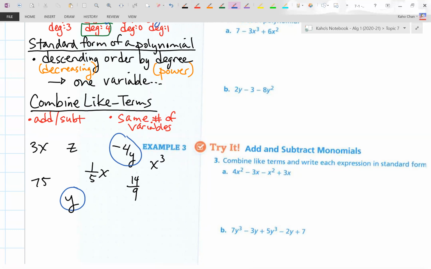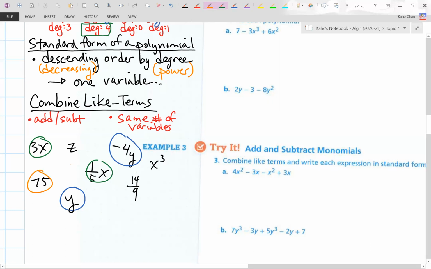Do we have any z's here? No, we don't have any z's. We do have some x's. How about those? 1/5 x and 3x. Those can be added or subtracted, of course. How about x cubed? Are there any x cubed anywhere else? No. There's only one x cubed, so there's really no other term to combine it with. But we have some constants, 75 and 14/9. Those are like terms that can be added or subtracted.